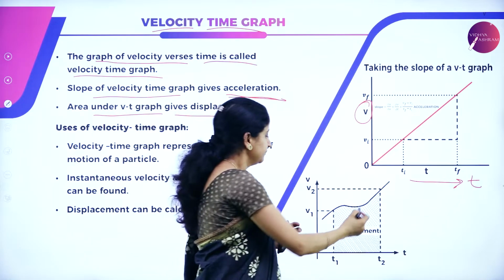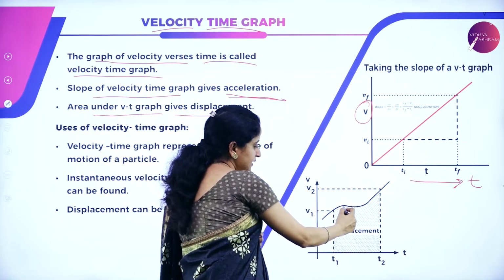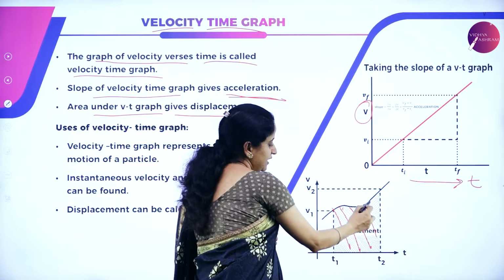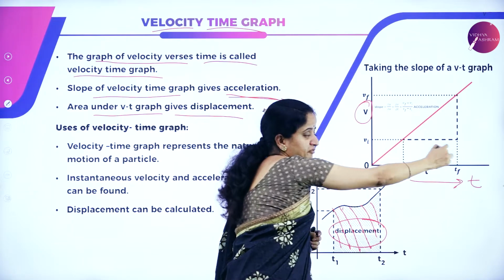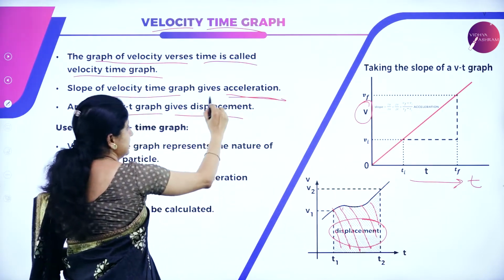You can see the area here. This is a VT graph. This is the area under this VT graph. It gives us displacement. But if you calculate the slope of the VT graph, it gives us acceleration.